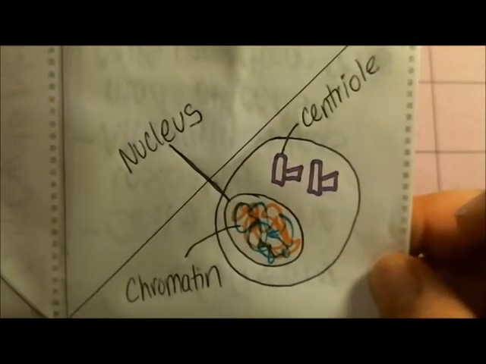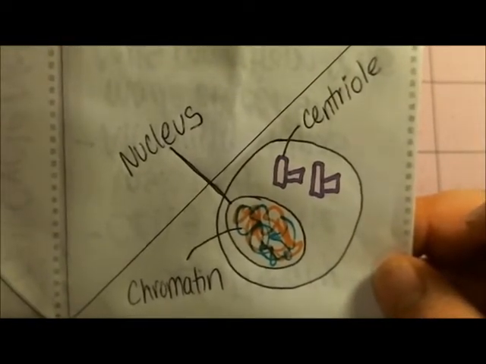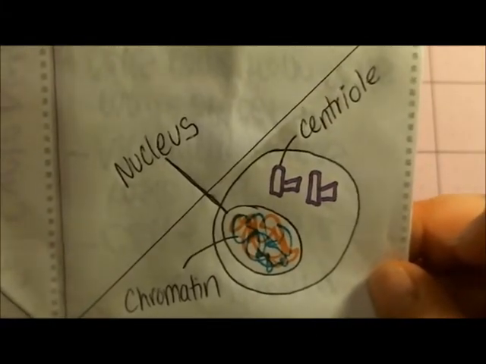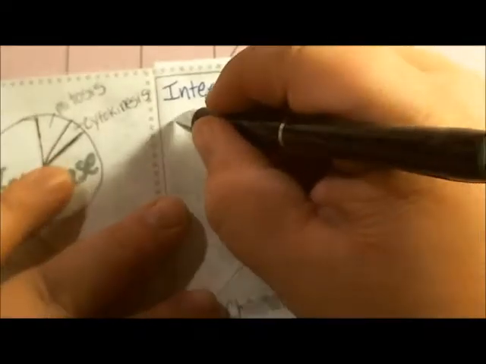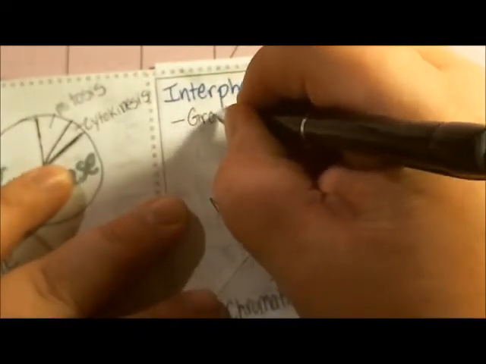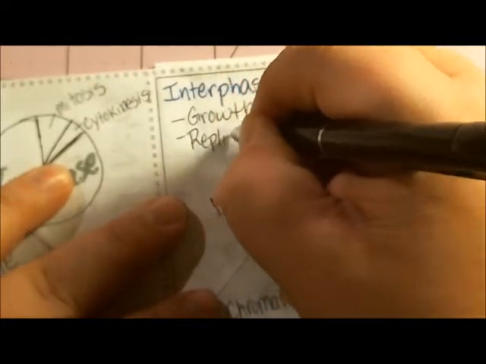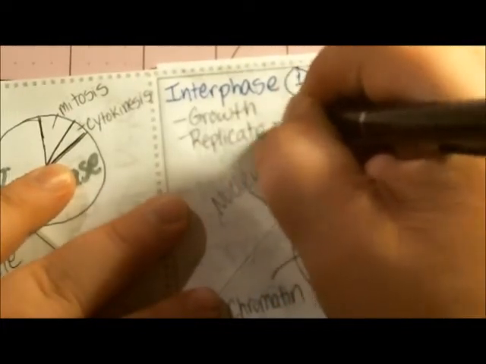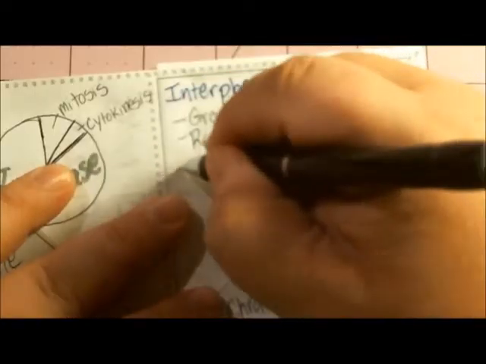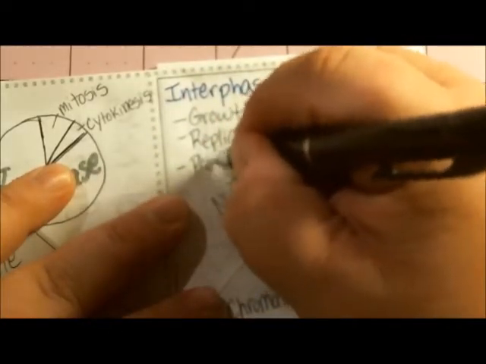My cell here, going through Interphase, is doing several things, important things. It's going to be growing. I'm using my regular writing utensil to list these. It's going to have cell growth. It's going to replicate DNA, which means to make a copy. And it's going to generally get ready to divide.